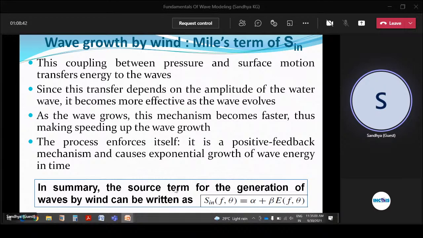So this term, the generation by the wind, is in most of the wave models represented in this format: S input as a function of frequency and direction is equal to alpha plus beta times E of f, theta. Alpha is a function of wind speed, and beta is a function of wind speed, direction, wave speed and direction.